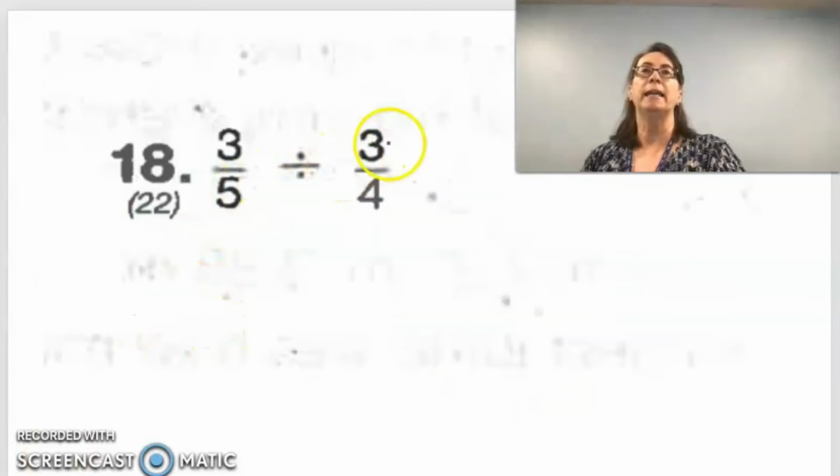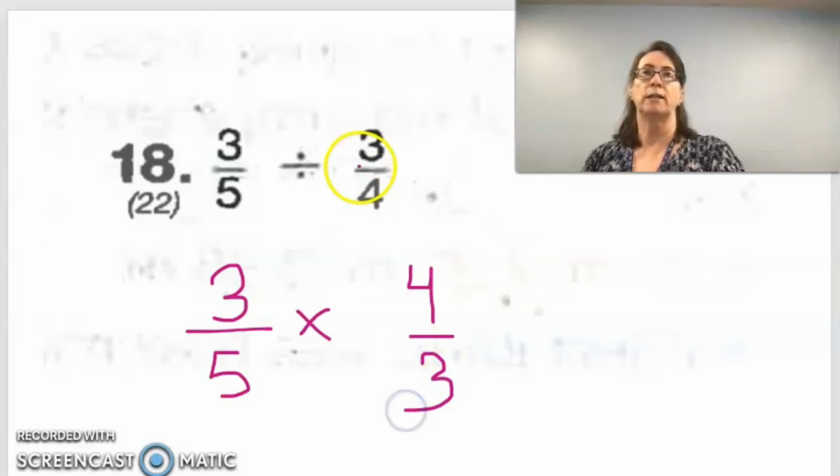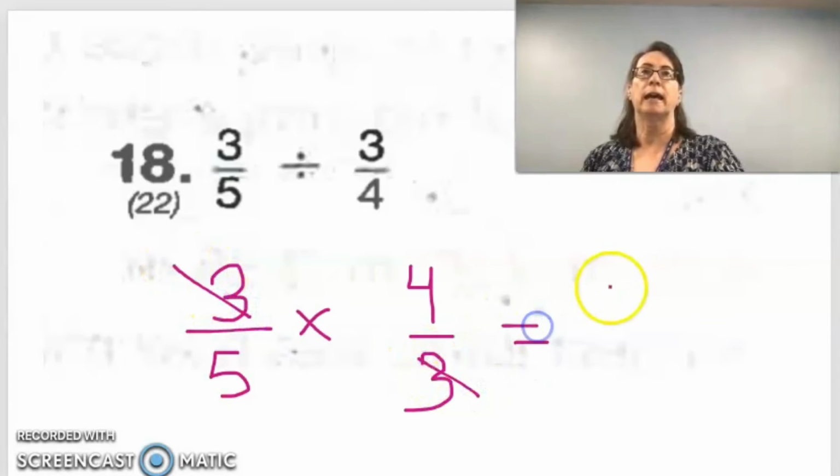Number 18. Now, when we're dividing by a fraction, what do we do? You change what? Okay, so 3/5 times, and we flip over to get the reciprocal of the divisor. Okay, so now we can cancel out the 3's and get 4/5.